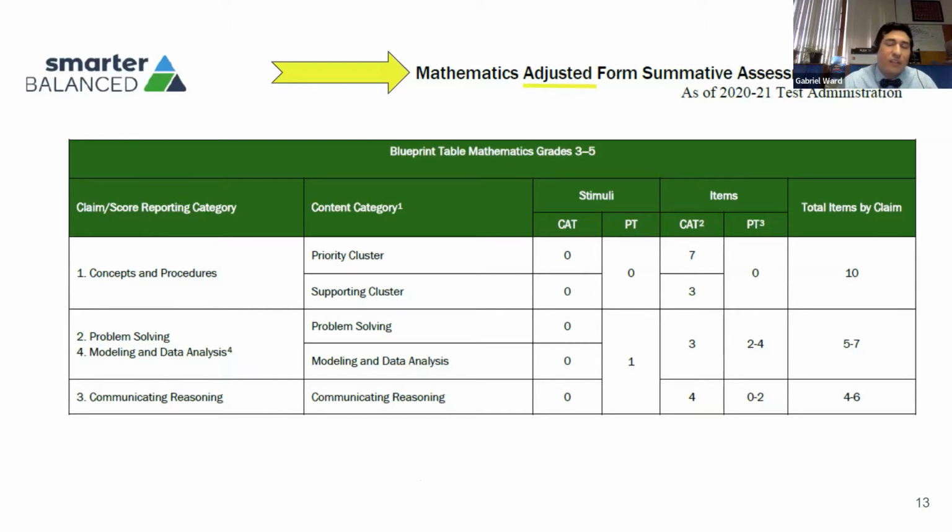Now, if you looked in the far right corner, you may say to yourself, Gabriel, I think you got the year wrong. That says 2021. That is because this was last year where they kind of released it with the expectation that all schools would administer the summative SBAC, and they have unchanged or at least kept the same adjusted blueprints for this year.